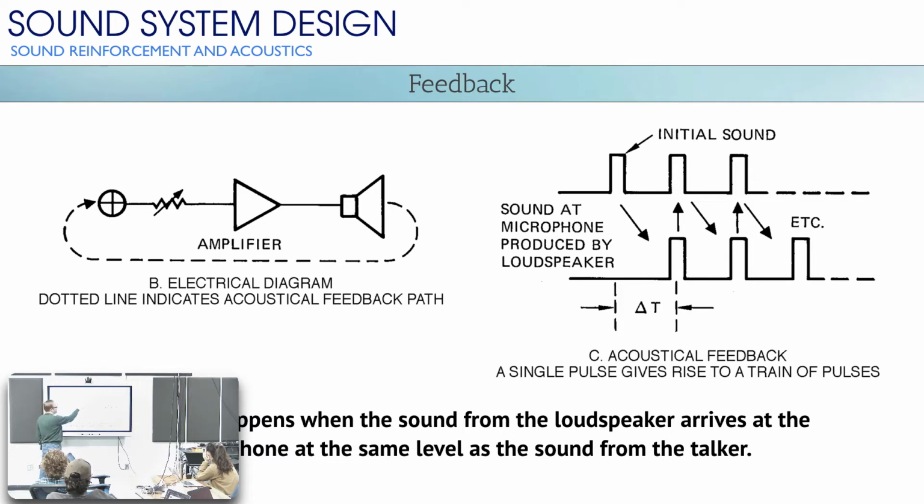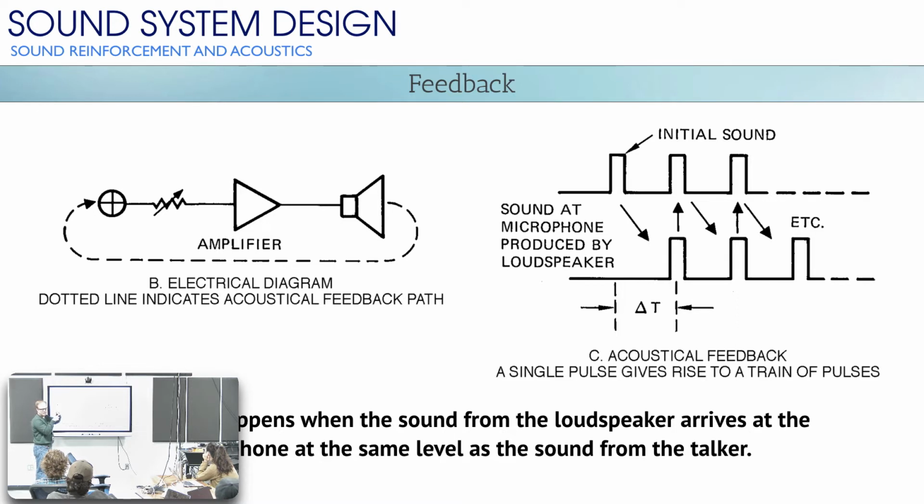Okay. So what happens is some of that sound will go out to the listeners. But some of that sound, as we know, loudspeakers are directional, but not perfectly directional, right? Some of the sound just kind of goes everywhere. So some of that sound coming out of that loudspeaker that's way louder is going to make its way back into the microphone, okay? Now you've got two sounds hitting the microphone. You've got the original sound from the talker, and you've got the sound from the loudspeaker entering the microphone. Feedback will happen when those two sounds hit the microphone at the same level.